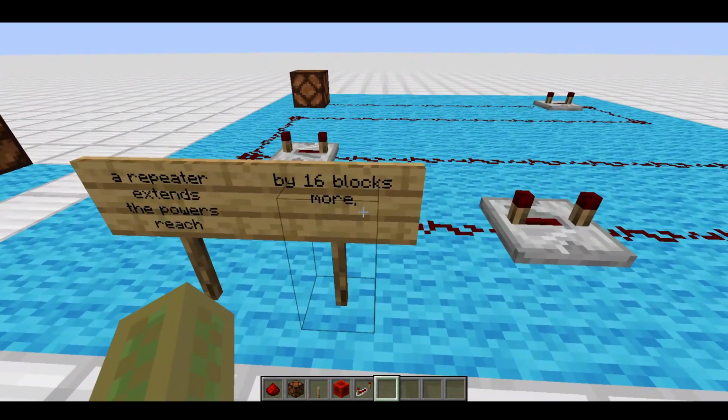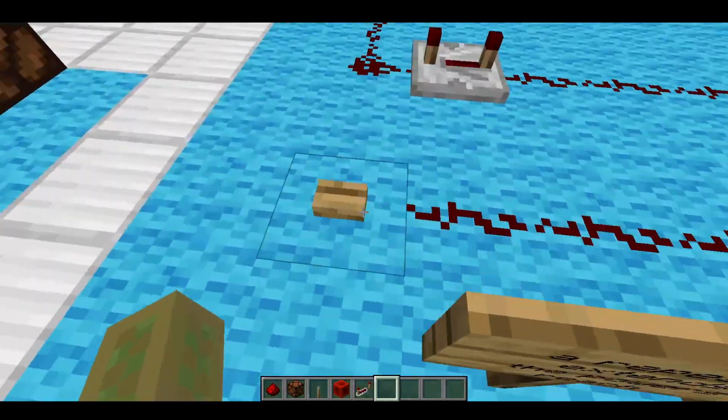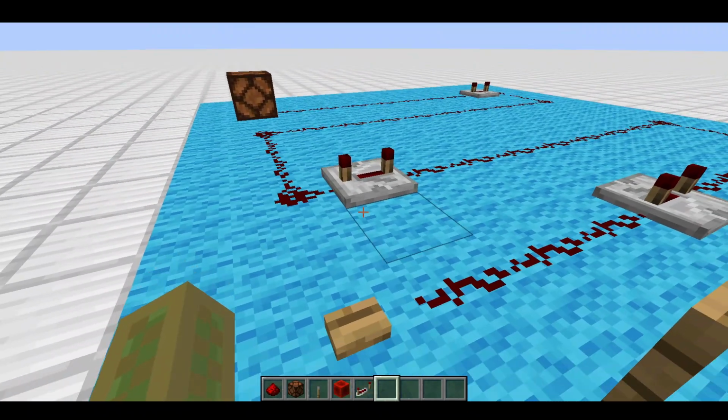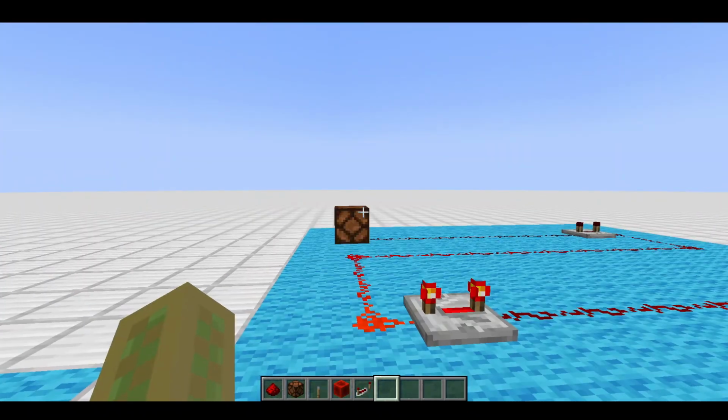So it does extend it by 16 blocks. As you see, normally you would not be able to use a redstone line to go that far and activate that redstone line. But because of the redstone repeaters, we can.